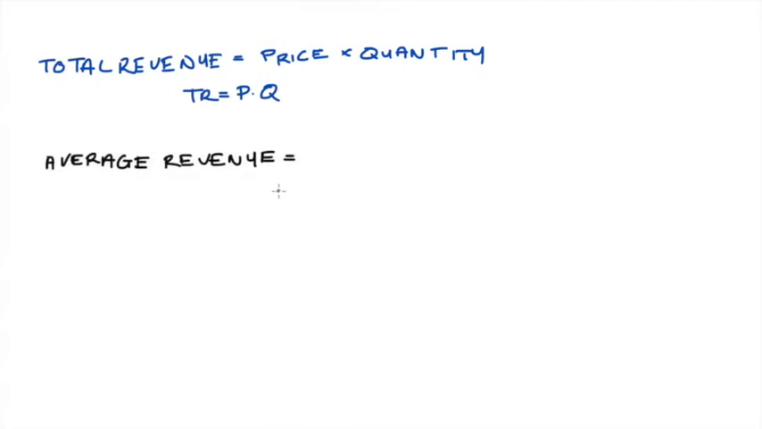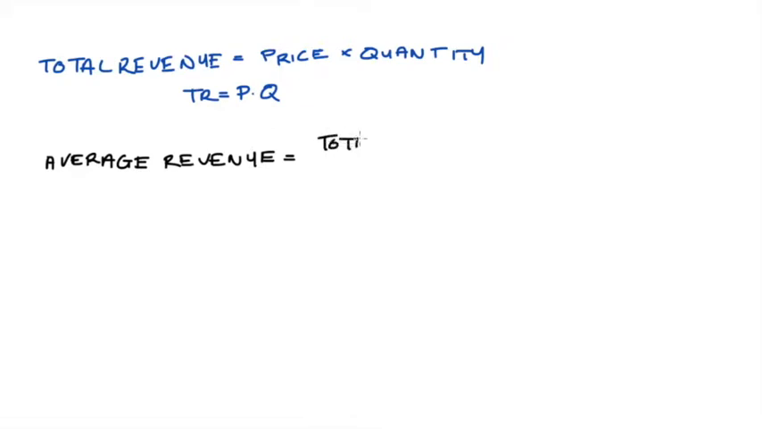Total revenue is just all of the revenue that the producer gets from producing and selling their goods in a market. To get that, we take the price that the producer sells each good for and we multiply it by the quantity that the producer trades. Usually this is written in shorthand. TR, so that's total revenue, is equal to P times Q, where P is equal to price and Q is equal to quantity.